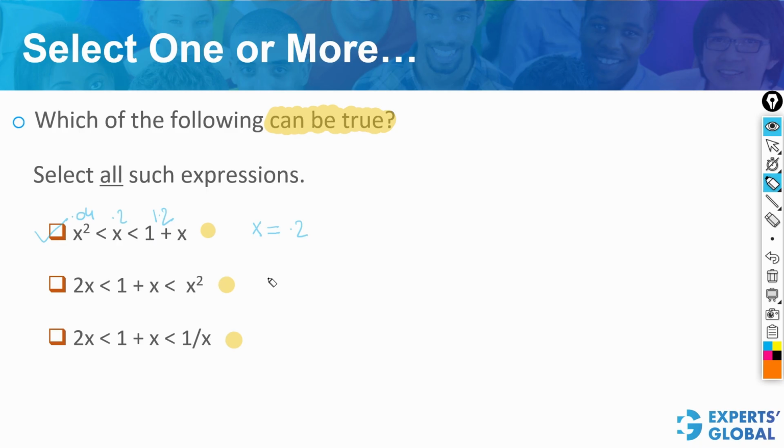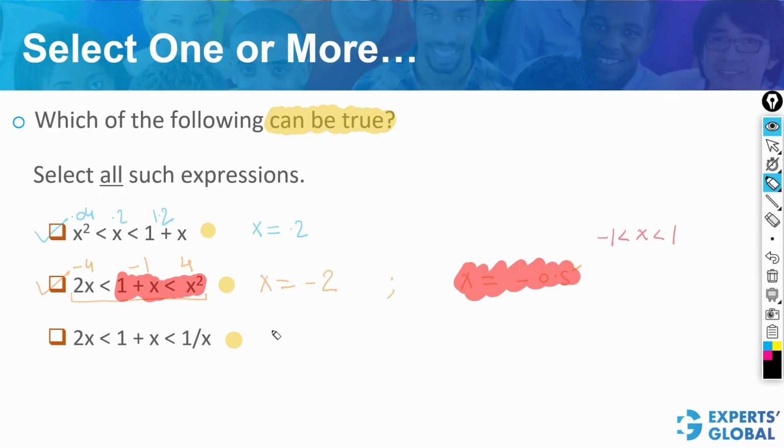The second expression will hold for a sizable negative value of x, such as x equals -2. For such a value, 2x becomes -4, 1 plus x becomes -1, and x squared becomes 4. Therefore, this answer choice should be selected. An interesting observation here, it's not that this expression will hold for all the negative values of x. For example, x equals -0.5. You will see that for such a value, this part of the inequation will not hold. So remember, always be very careful about this -1 to 1 range.